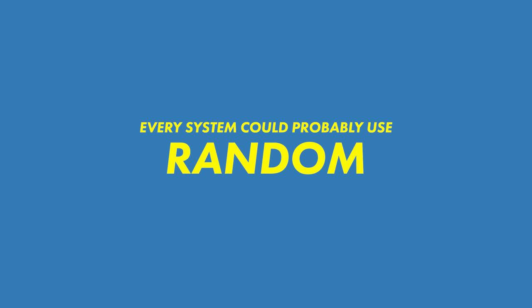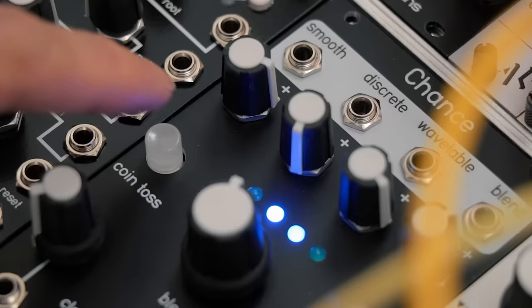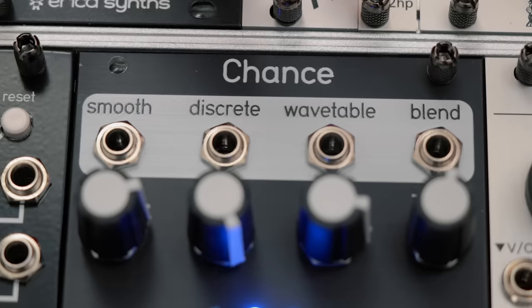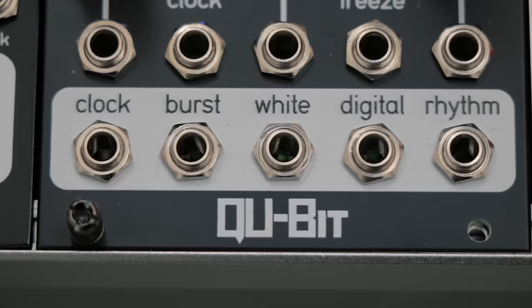Back to some recommendations, let's finish talking about random. My favorite random module is Chance by Cubed. I actually have two of these. I used to patch stuff that would just do exactly what Chance does, so getting it was definitely a game changer for me. Basically, every time it receives a clock pulse or you press this coin toss button, it will generate four different types of random signals across the top, as well as random rhythms.